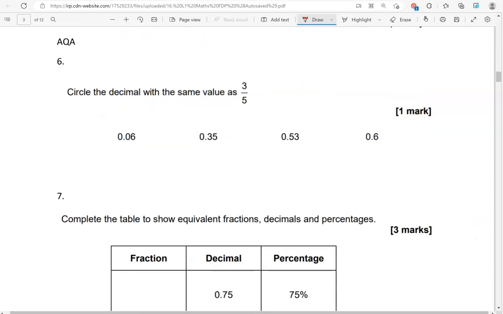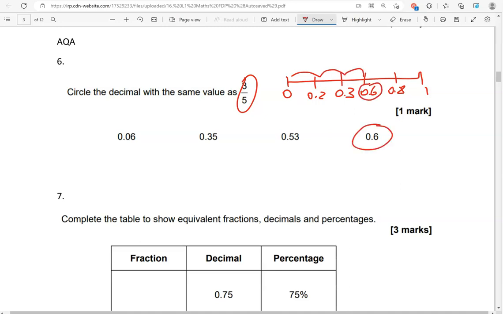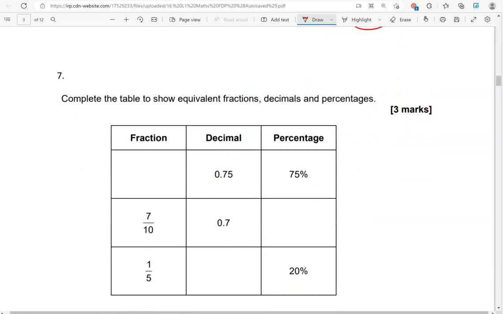Circle the decimal with the same value as 3/5. So 3/5, 0, 1. I'm going to split this into 5 equal parts. So it goes 0.2, 0.4, 0.6, 0.8. 3, that's 1, 2, 3. 0.6. It's also like dividing 3 by 5.